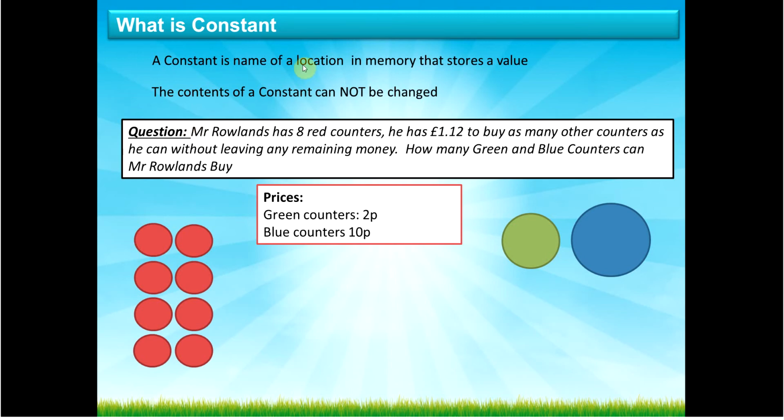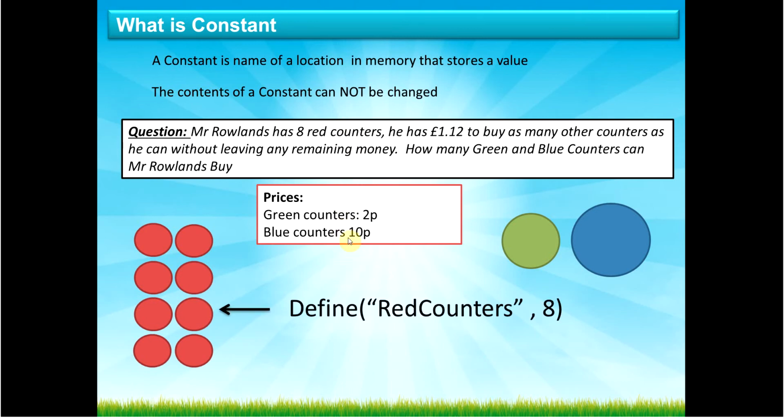So if we read the question again, which value or potentially values are already given to us and are set in stone? The one I'm interested in here is the 8 red counters. That value is constant throughout that whole question. It doesn't change. No matter how many green counters they buy or however many blue counters they buy, they will always have 8 red. It is constant, it stays there. Hence why I've got 8 red counters here. It stays the same. So I hope you can see the difference now between a variable and a constant.